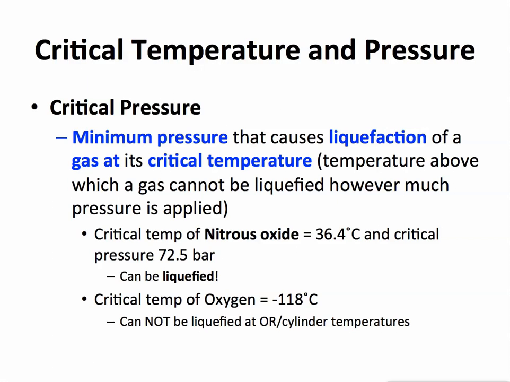So the critical temperature of nitrous oxide is about 36 degrees centigrade, and that means that if you get above that temperature, no matter how much pressure you apply to nitrous oxide, you cannot get it into a liquid state. But the temperature of nitrous oxide in the operating room is not 36 degrees, it's much less than that, so it can be liquefied as pressure is applied to it. The critical temperature of oxygen is minus 118 degrees centigrade. Because we cannot provide a minus 118 degrees centigrade temperature to the cylinder in the operating room, it cannot be liquefied at OR cylinder temperatures. So oxygen is a gas, nitrous oxide supplied as a liquid gas mixture.